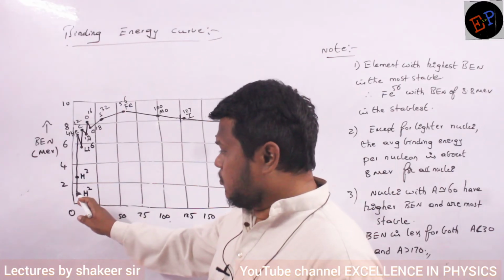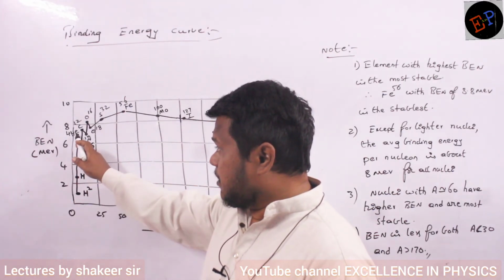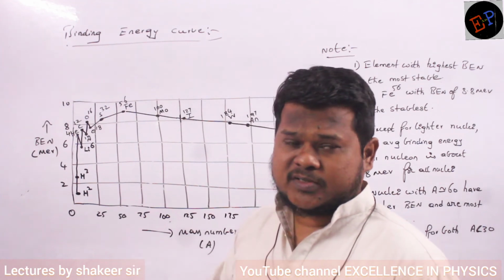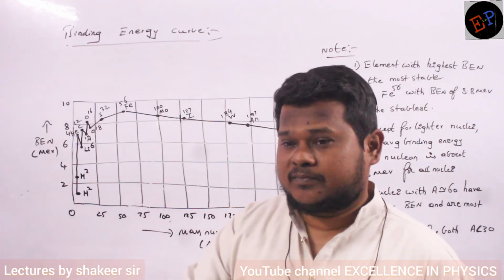When two hydrogens combine to become helium, this is the process which is happening on the surface of the sun.